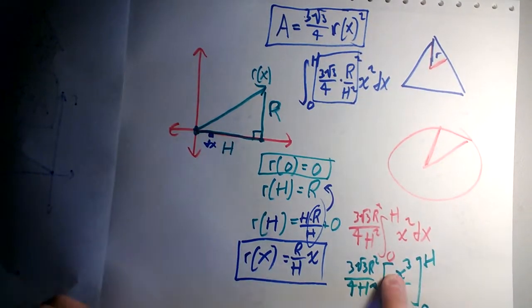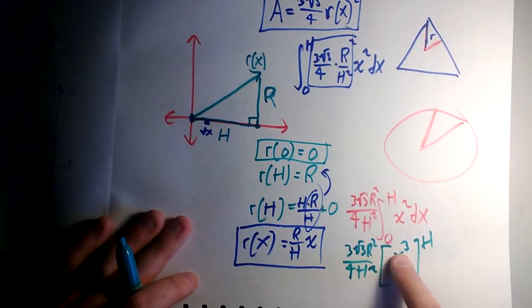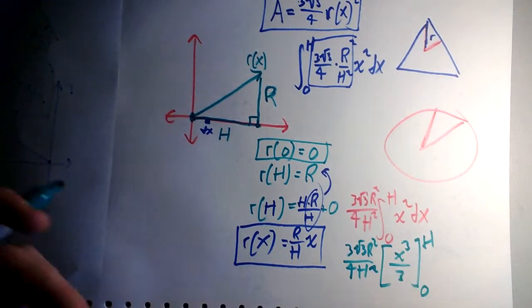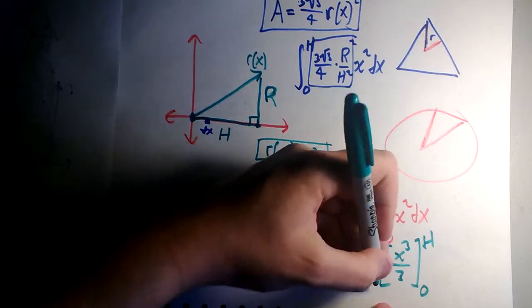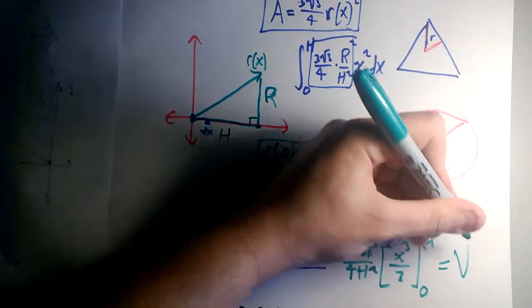If you plug in 0 into this, nothing happens. And if you plug in h into this, you just get h cubed. So it's h cubed minus 0, which is just h cubed divided by 3. I had to ignore the divided by 3 part. Alright, let's bring this outward. And this should be the volume. I forgot to write that.